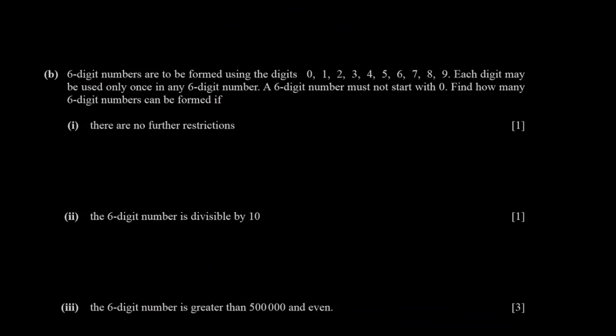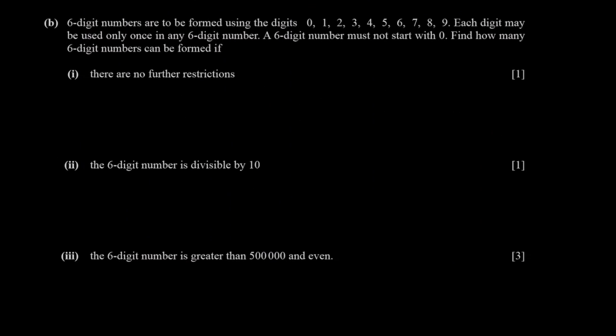All right, and let's go to part B. Here we've got 6-digit numbers to be formed using the digits 0, 1, 2, 3, 4, 5, 6, 7, 8, 9. So we've got 10 digits in total to choose from. Each digit may be used only once, and the 6-digit number must not start with a 0. And that's a very important thing. We must make sure that we acknowledge that statement.